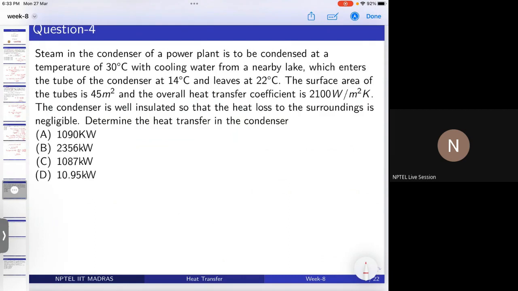Okay, this is another question. This is a similar kind of question we did in the last class, last week. So I hope you will be able to solve it. I will give some 5 minutes for you to solve.